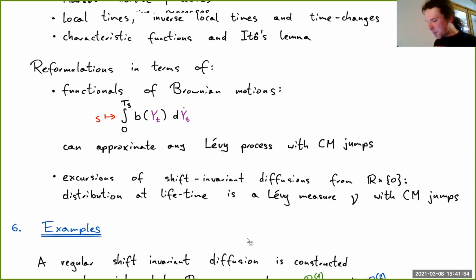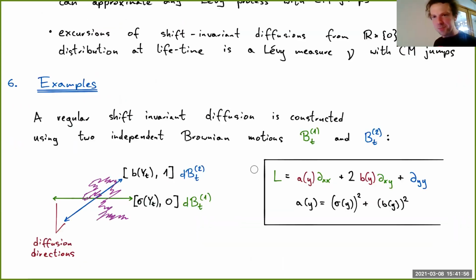Okay, let me move to examples. This is the part that I like the most because I can show you a lot of pictures. In these pictures, I will show you a few regular shift invariant diffusions. The y component will always be the Brownian motion.